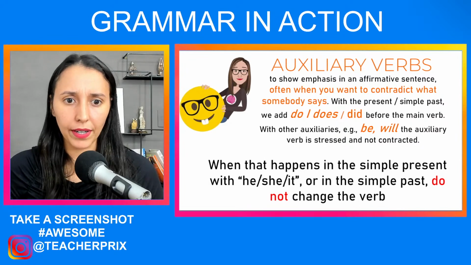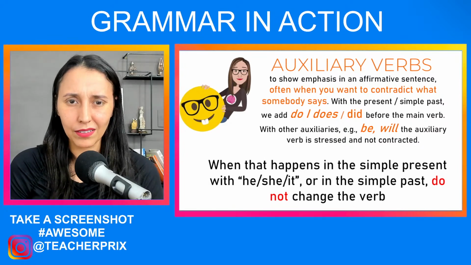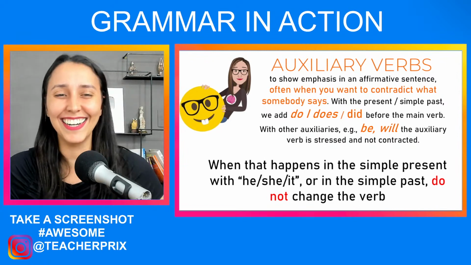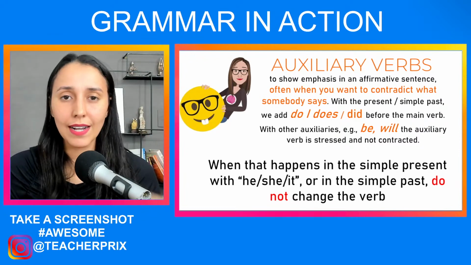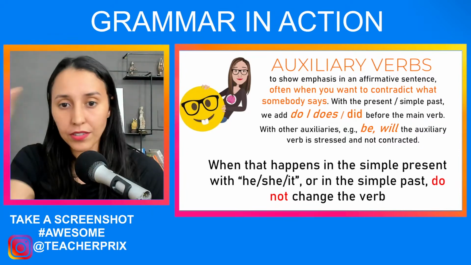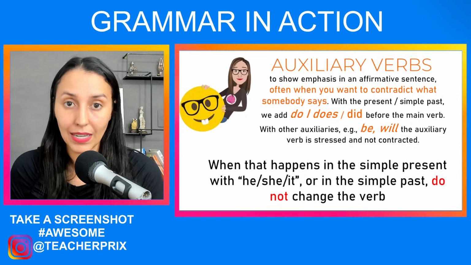You won't be at a party. I will be at the party. Don't worry about that. So with be, will, would, I would just emphasize. And other auxiliary verbs, you just emphasize. Okay, have in present perfect, just emphasize.